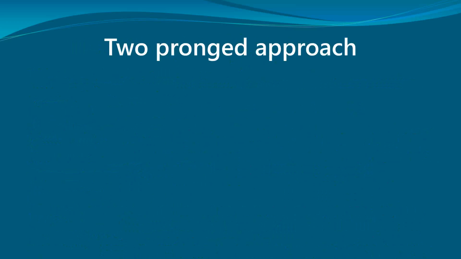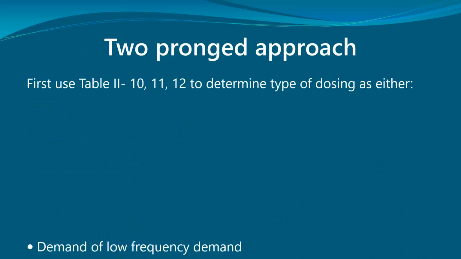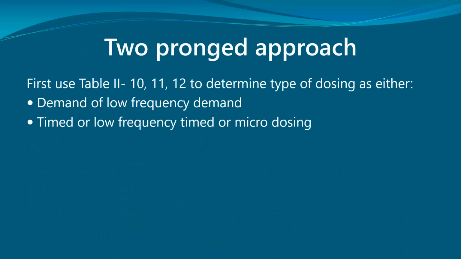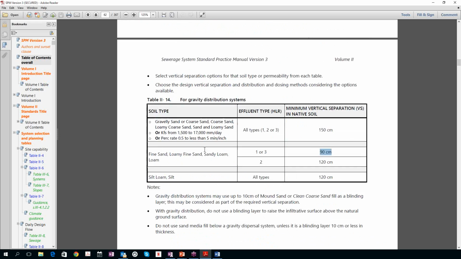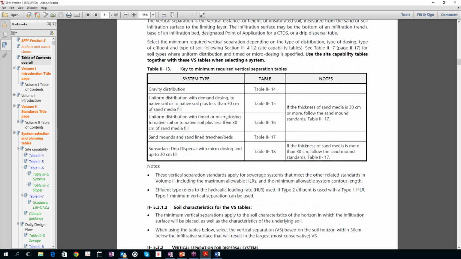Yeah, we already went to VS for gravel. There's a two-pronged approach, and you need to understand how to determine required VS, even if you're a maintenance provider. The two-pronged approach means first you have to check the type of dosing, figure out whether it's demand or low frequency demand, or timed or low frequency timed. And table 210, where am I going? Am I in VS? Yeah.